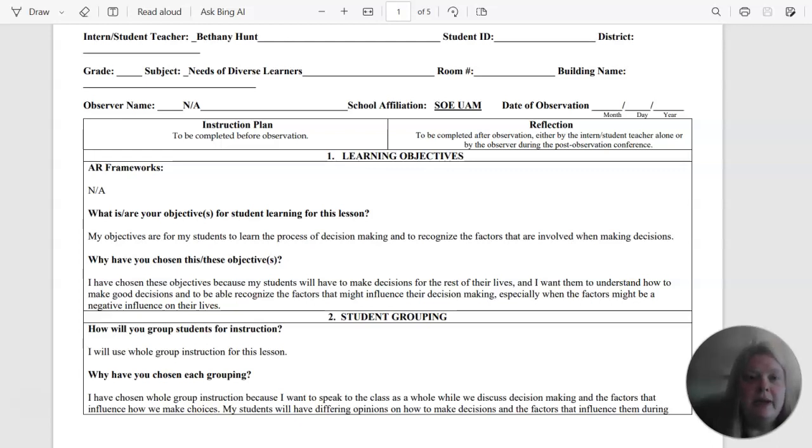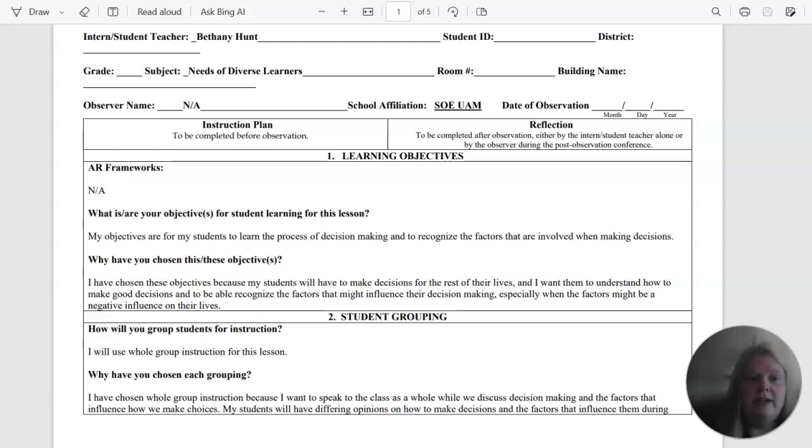I chose decision making because I feel like this is something that my students are going to be faced with throughout their lives, and it's really important for them to know. So my objective would be for my students to learn the process of decision making and to recognize that there are many factors that are involved when making decisions.